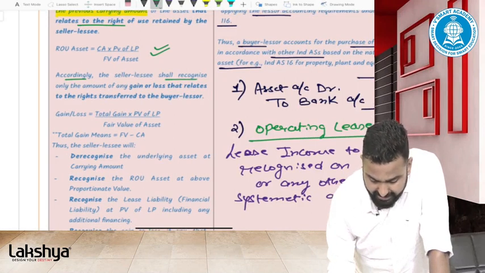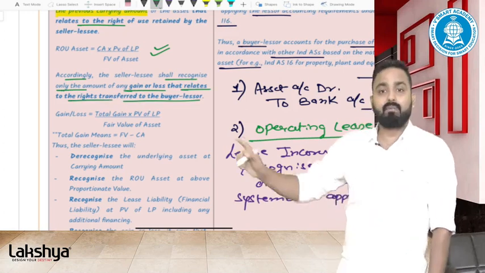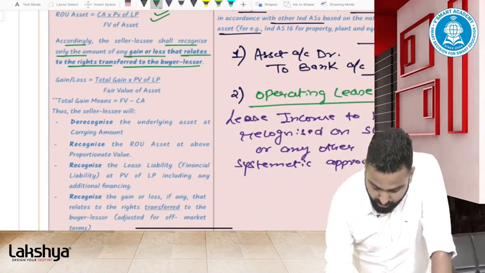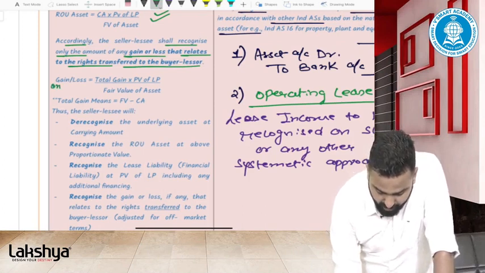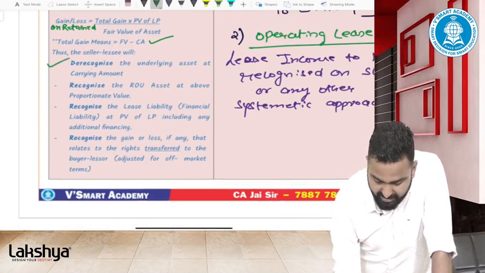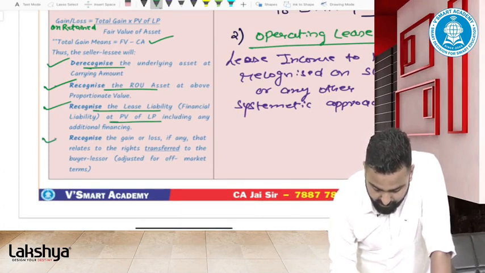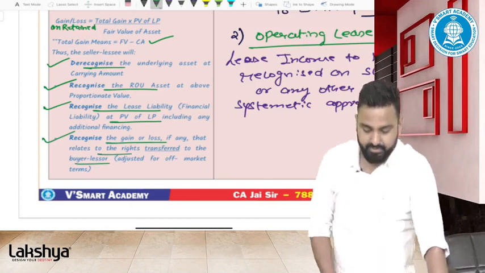Accordingly, the seller lessee shall recognize only the amount of gain or loss that relates to the rights transferred to the buyer lessor. The gain or loss to be booked on the transferred portion part. So total gain into present value of lease payment divided by fair value is the gain on retained part. Total gain means fair value minus carrying amount. Thus the seller lessee shall de-recognize the underlying asset, recognize the ROU asset, recognize the lease liability at present value of lease payment, and recognize the gain or loss, if any, that relates to the right transferred to the buyer lessor.